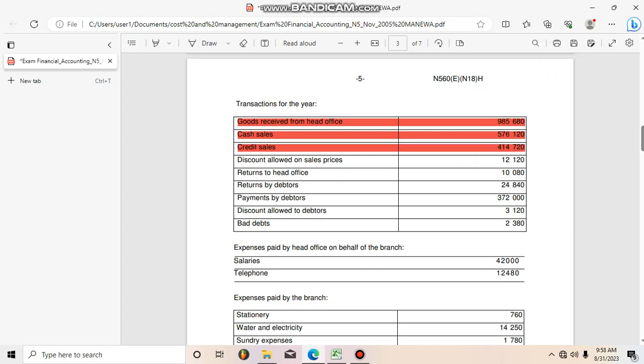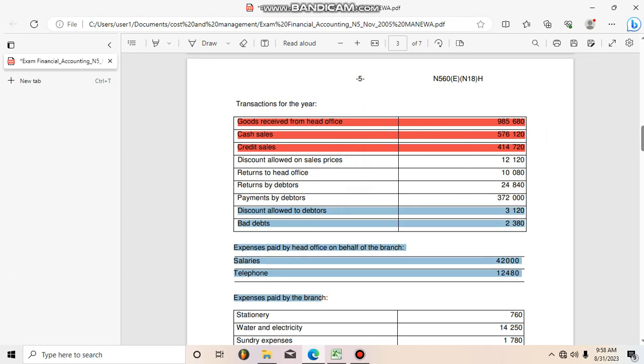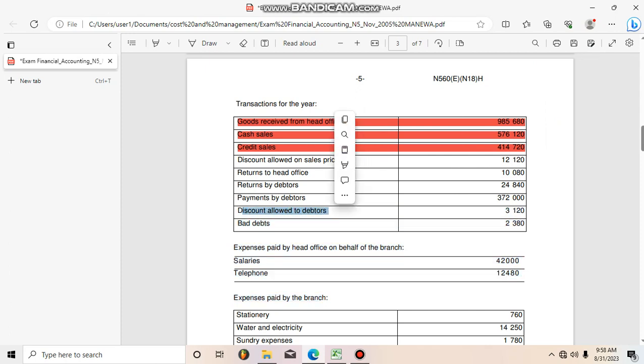Right, so the discount allowed on selling price, guys, the discount allowed on selling price, right? When we are dealing with the discount allowed on selling price, we don't consider the branch debtors, because of the word selling price. But when it's just the discount allowed, like this one, that's when we're going to consider the branch debtors. But with this one, you're not going to consider the branch debtors.